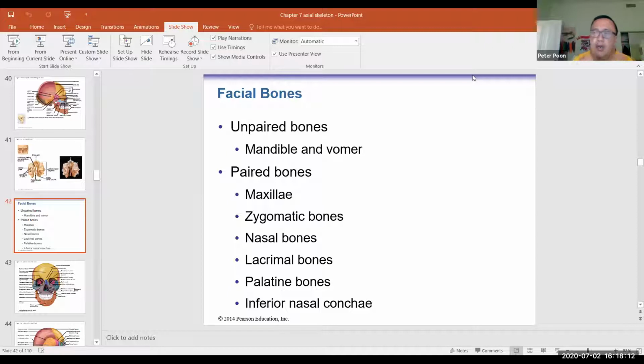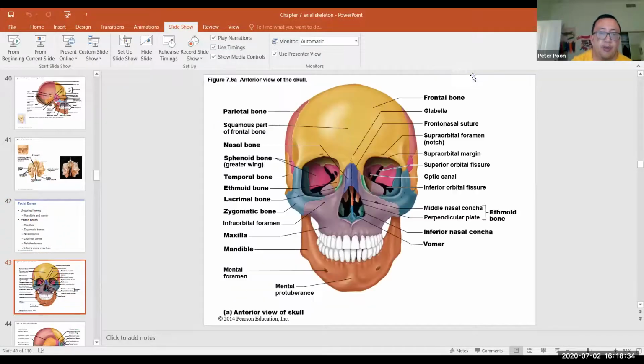There's two unpaired bones in the front, the mandible and the vomer, and then a bunch of paired bones. So maxilla, upper jaw, zygomatic, which is known as cheekbones, your nasal bones, obviously your nose, lacrimals, the inside of your eyes, the palatine, and then a really cool bone called the inferior nasal conchae. Okay, so let's take a look at each one.